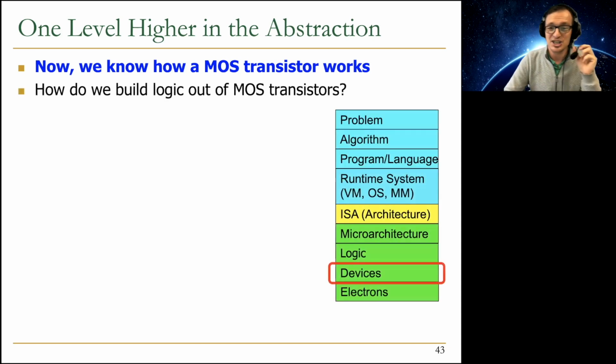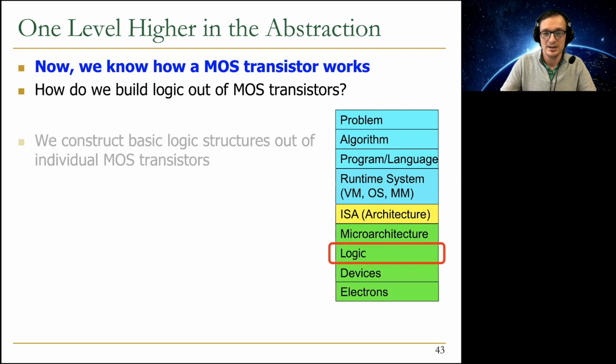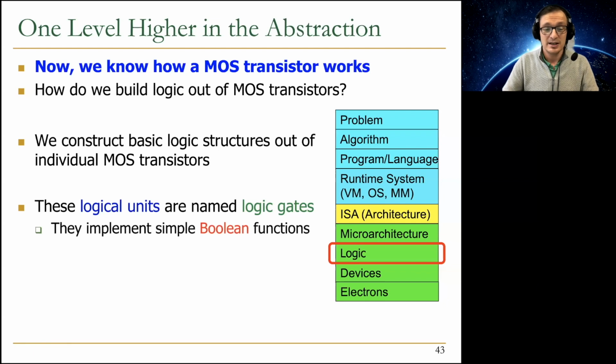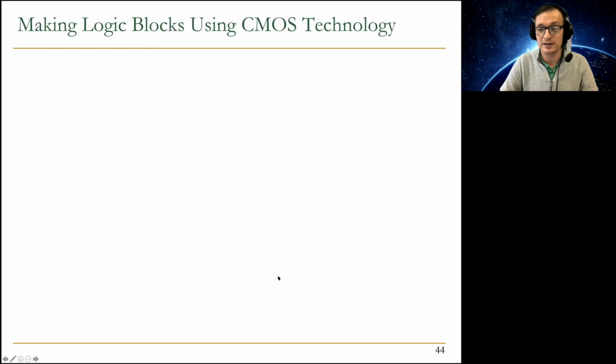How do we build logic out of these MOS transistors? Essentially, we're going to construct basic logic structures out of individual MOS transistors. And these logical units are named logic gates. So now you have the real definition of a logic gate. These are basically constructed out of these metal oxide semiconductor transistors. They implement simple Boolean functions, and we're going to look at Boolean functions also.